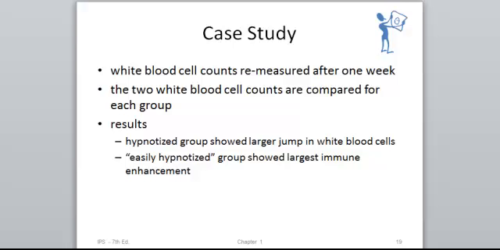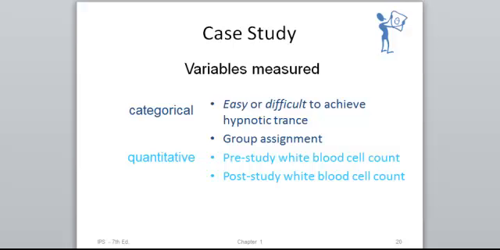The result was the hypnotized group showed a larger jump in white blood cell counts, and the easily hypnotized group showed the largest immune enhancement. In this experiment, you can see that we have our categorical variables, easy or difficult to achieve a hypnotic trance and the group assignments, and the quantitative variables were the pre-study white blood cell count and the post-study white blood cell count.